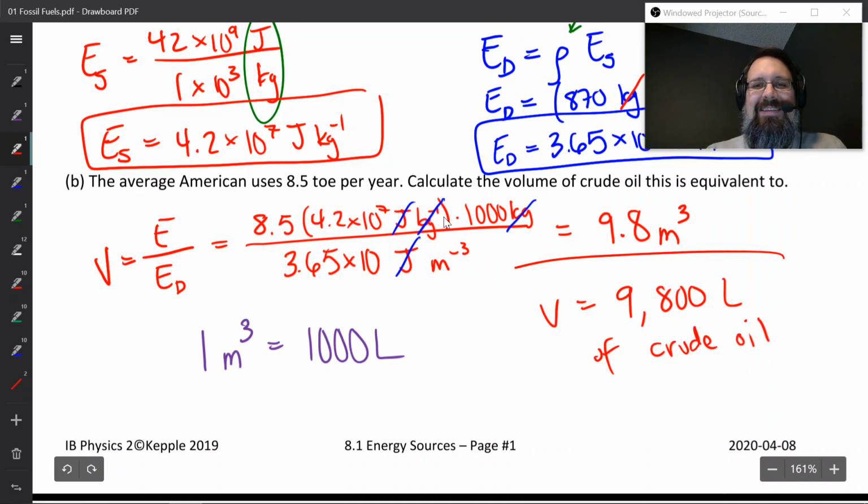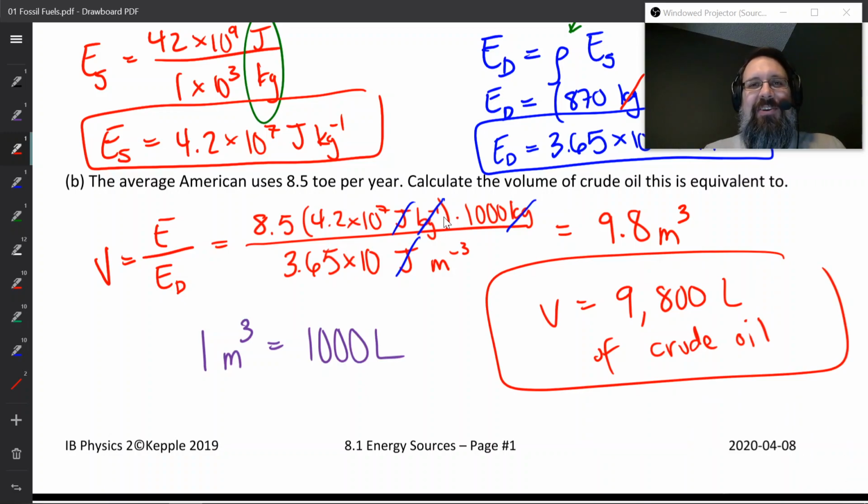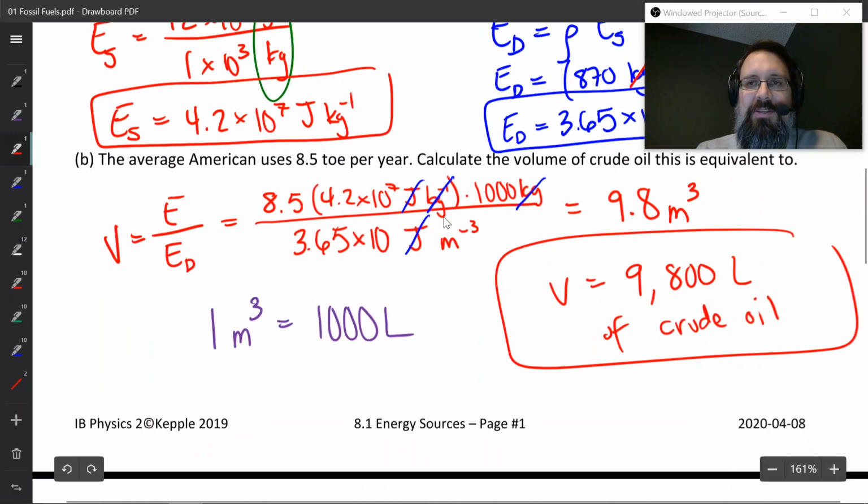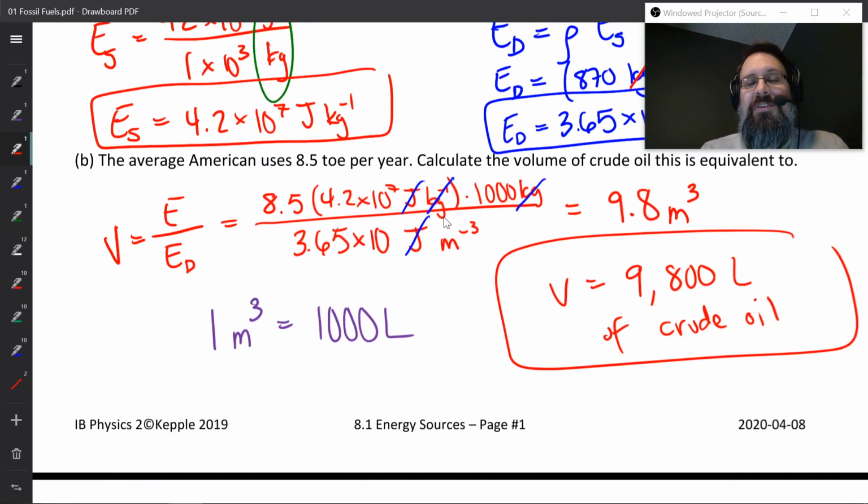So that's a surprising result. I mean, just think, 9,800 liters of oil to maintain the average American's lifestyle. That's a lot of oil that you have to burn. And then you can start seeing why things like climate change is such a big issue, because if the average person is burning 9,800 liters of crude oil per year, that's nuts.